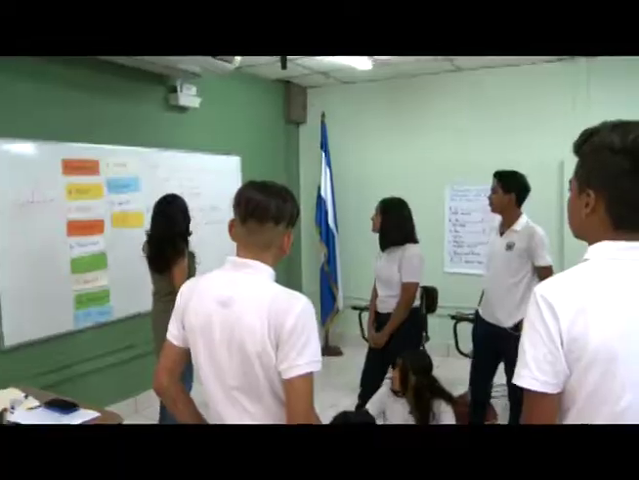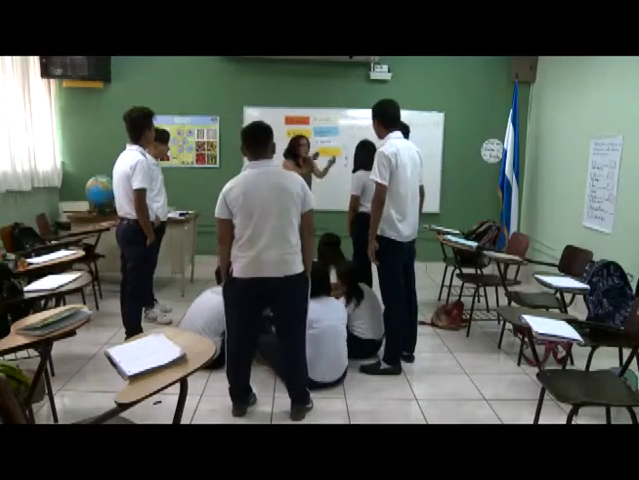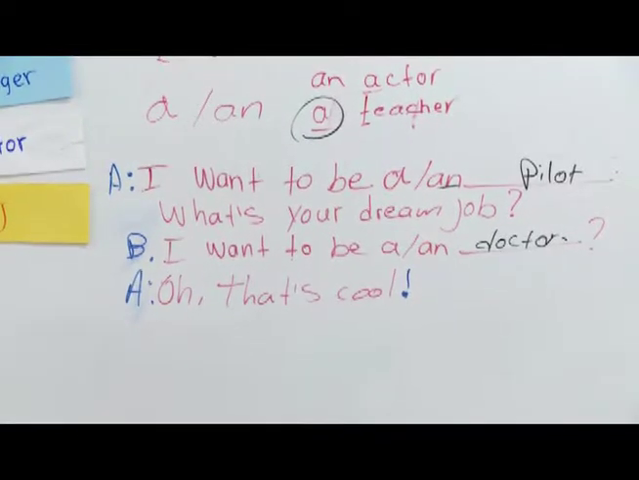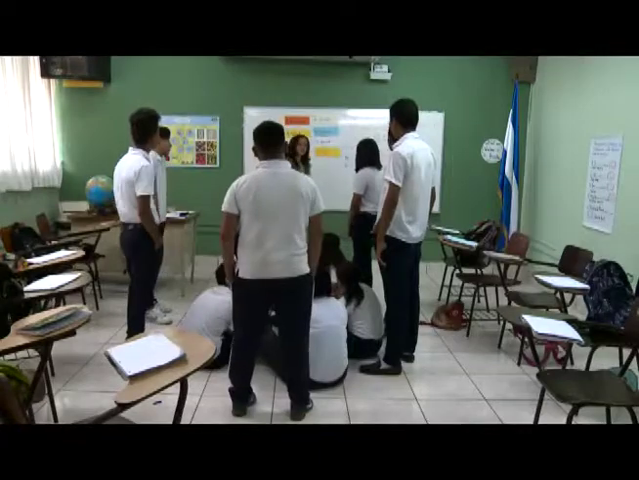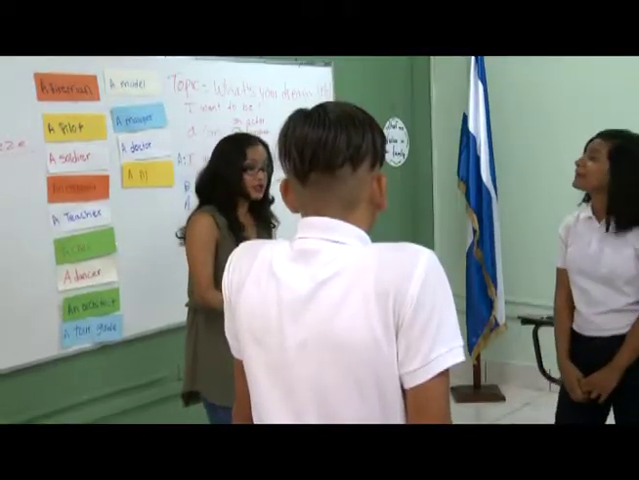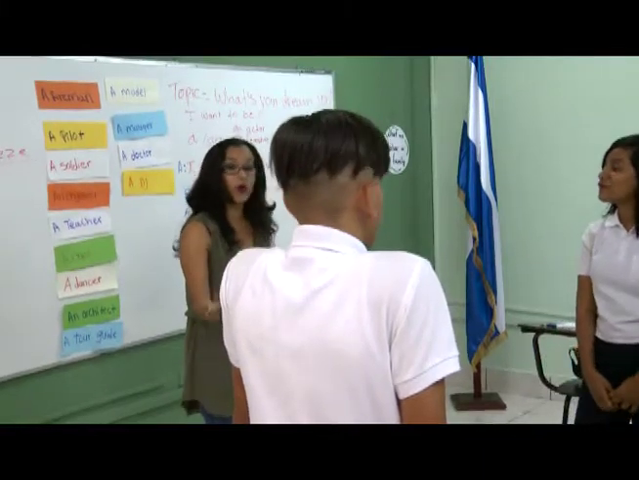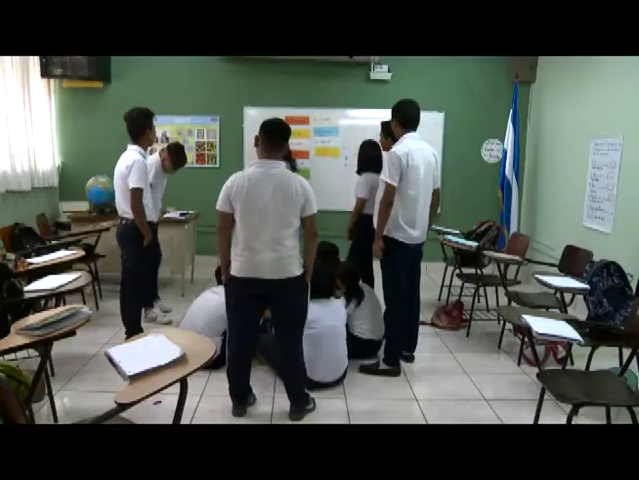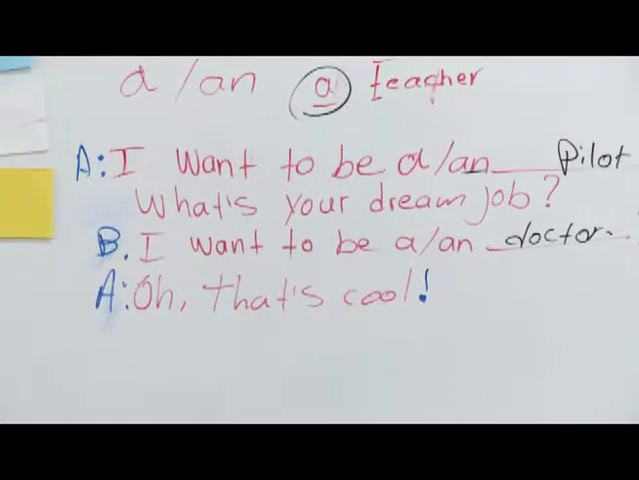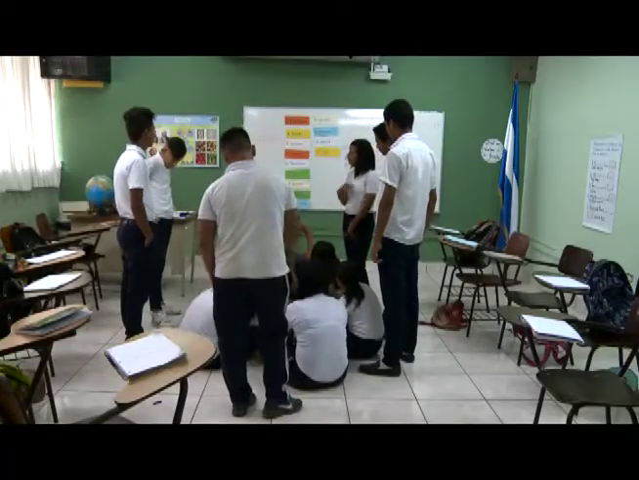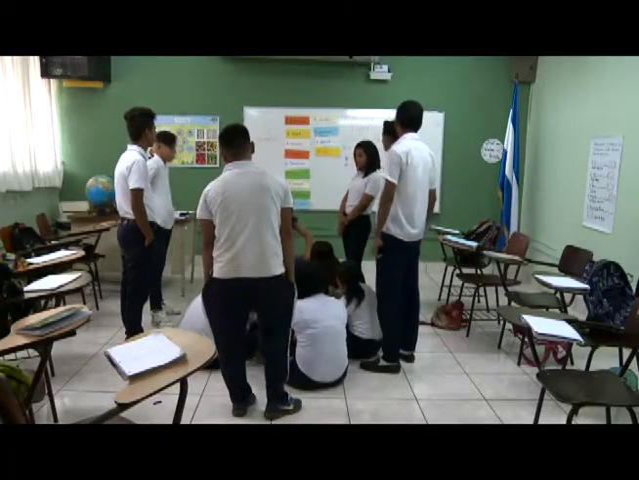Okay, let's do it again. I want to be a pilot. What's your dream job? I want to be a police. Okay. Oh, that's cool. You are going to do the same thing. You're going to say, what do you want to be? Do you understand? I will make a noise on the board, and when I stop, you stop, and then you kneel down and talk to the person who is in front of you.